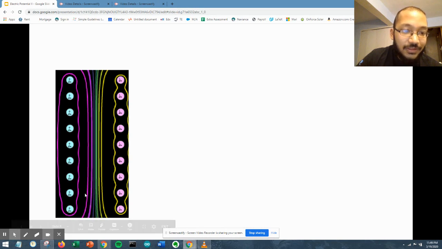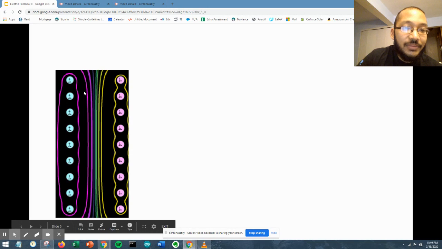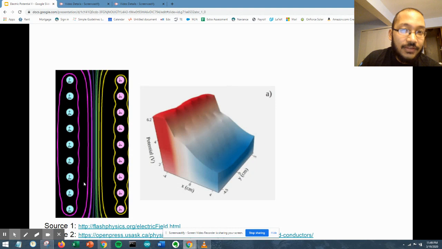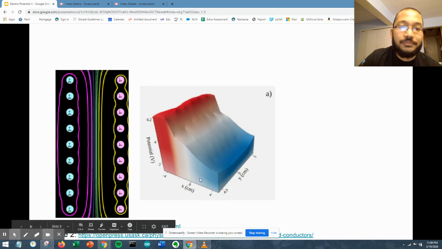This is what I'm calling an equipotential line. It's a line of equal electric potential. Same height. So what does the 3D representation look like? Kind of looks like this: higher height, lower height, and changing elevation in between.